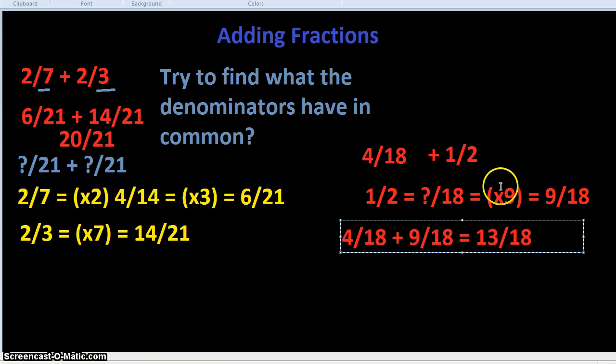So what looked like a hard fraction to add up, actually, when you find out what the denominators have in common, becomes quite easy.